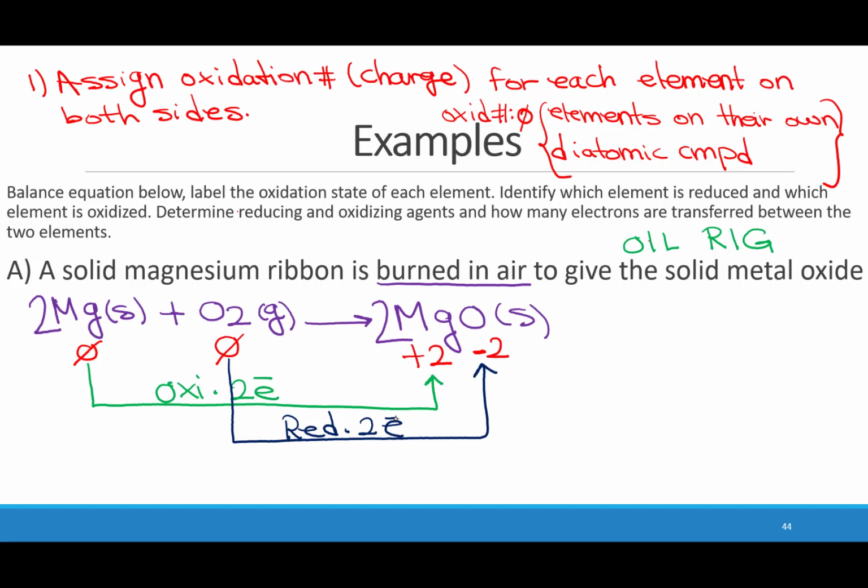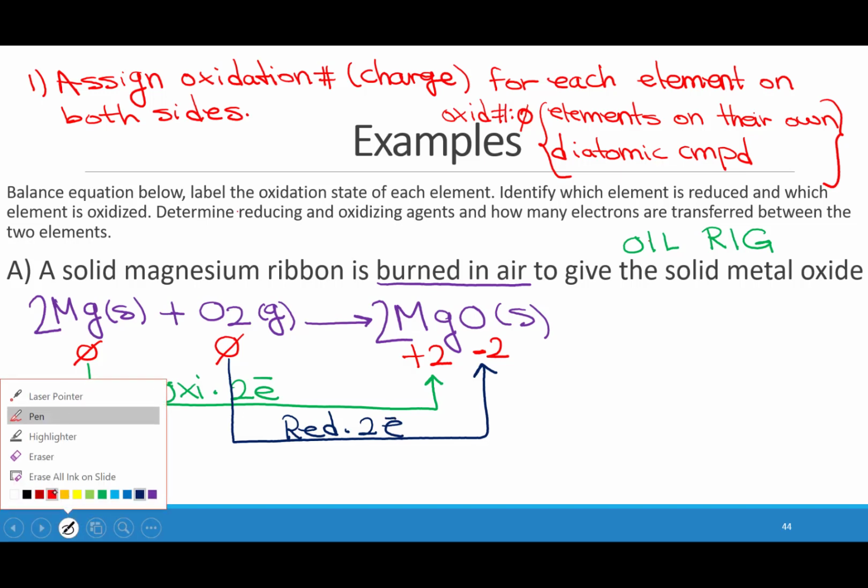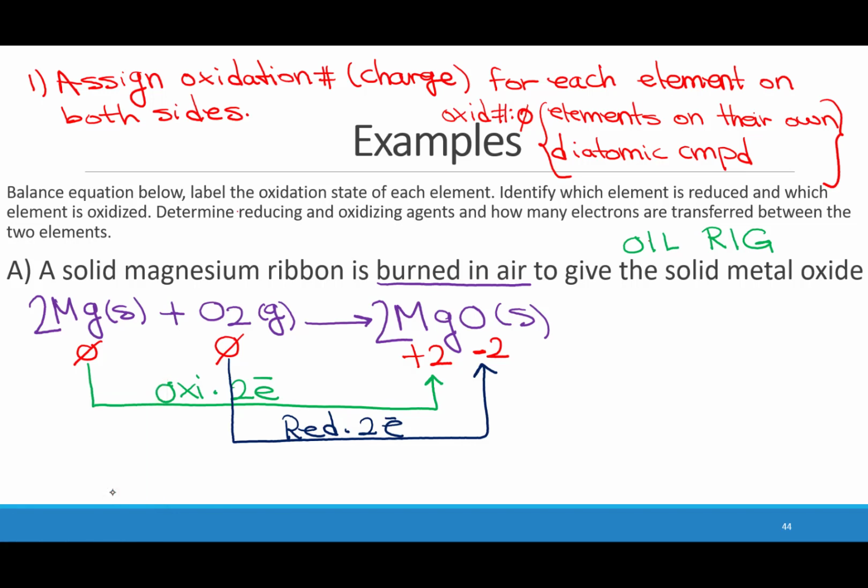Okay, once we have that figured out, now let's write it up. Let me choose blue color. Then what we want to know is which species is reduced and which element is oxidized. Oxidized, it's magnesium. Remember, we only assign it to the reactants, not the product. Which one is reduced?